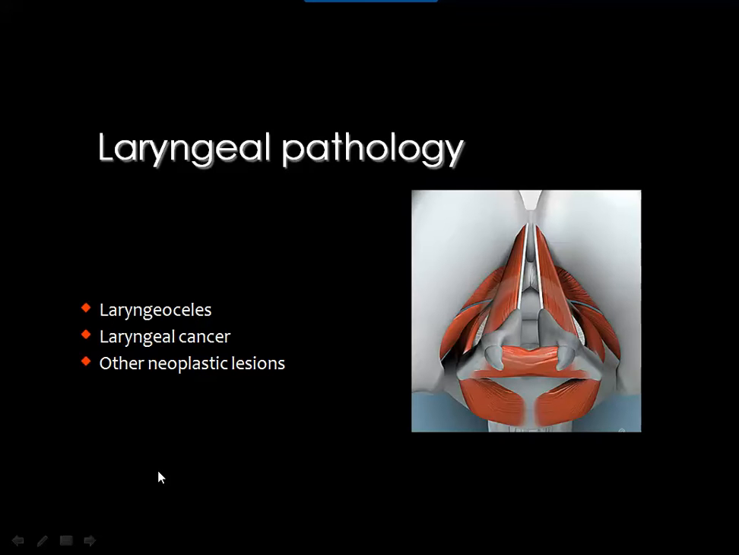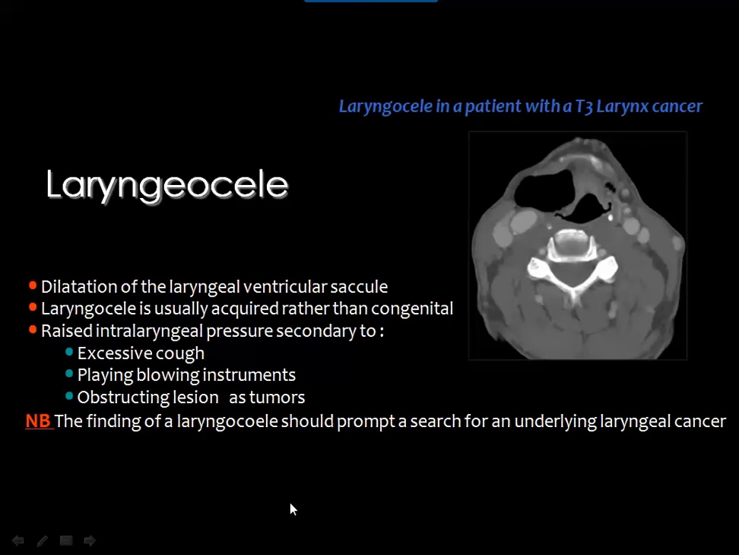Then we came to the laryngeal pathology. We have two main issues here, the laryngocele and the laryngeal cancer. Then we will mention some of the other relatively uncommon lesions. Laryngocele is just an acquired dilatation of the laryngeal ventricle.